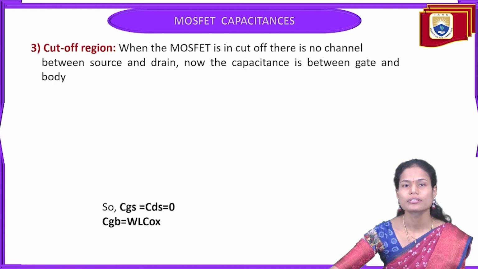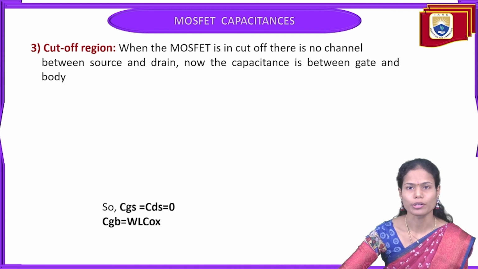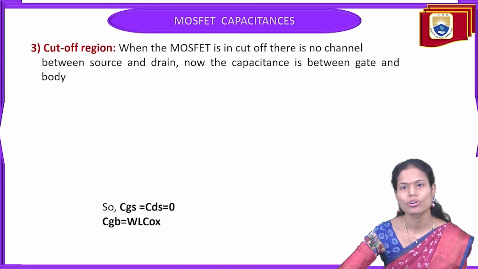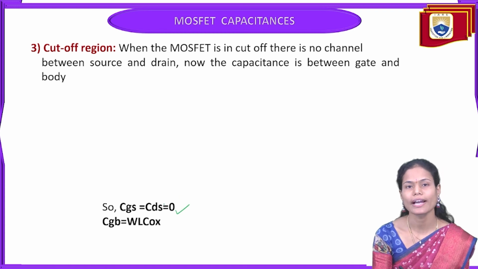And the next one is the cutoff region. In the cutoff region, there is no channel formed between the source and drain terminals. Once the channel is not forming, there is no capacitance between the gate and body here. That's why all the capacitors are 0 here. Gate to body as well as drain to body capacitances are 0 here.